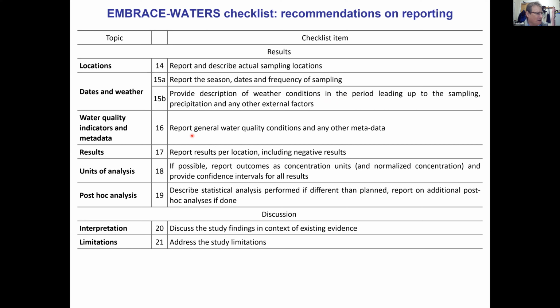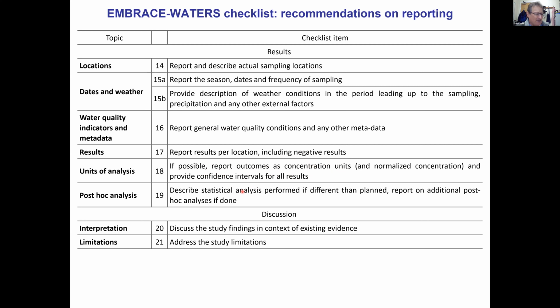You should generally measure and report water quality parameters and any other metadata, and report all these results per location. It is very important to avoid bias, so include any negative results. Report everything sampled and measured. The units of analysis should ideally be concentration units and not absence, presence, or something like that, and have confidence intervals or error bars of some sort.